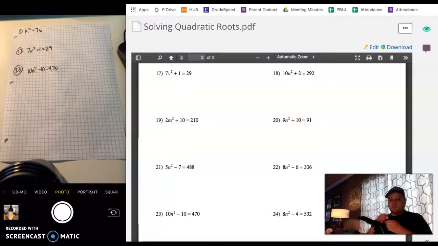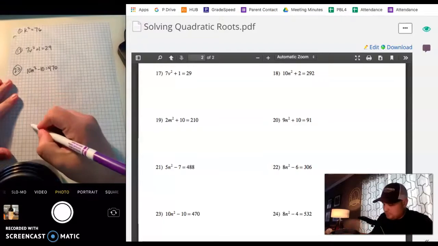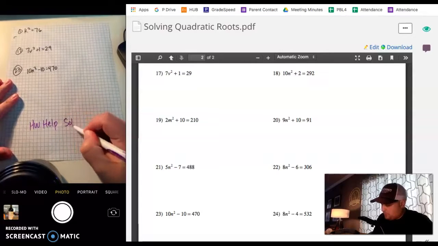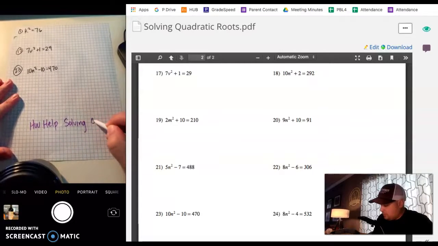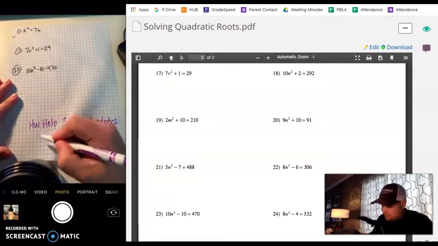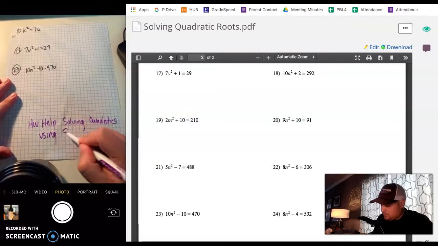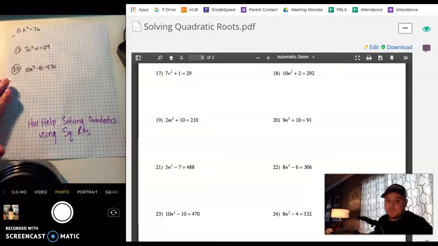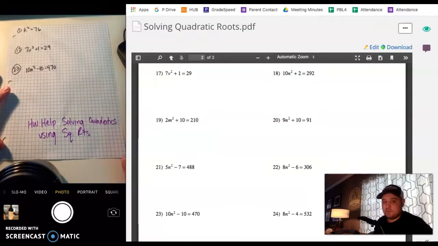Alright, so welcome to the homework help video. This is homework help for solving quadratics using square roots. Okay, so two assignments this week. So this is for that first assignment, the one that I have listed first, that's solving using square roots.